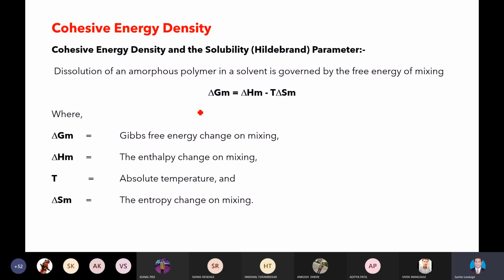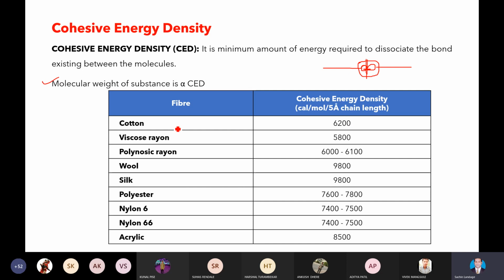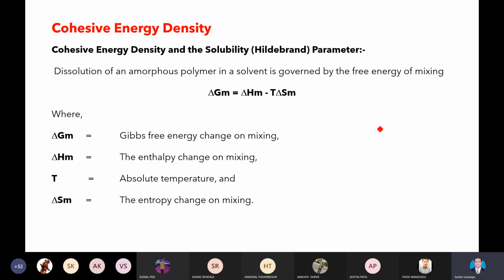Now see, whenever I told you what these values indicate, the cohesive energy density of the cotton fiber is 6200 calories per mole per 5 angstrom chain length. It means when you want to dissolve the cotton in 70% H2SO4, the 70% H2SO4 is supplying that much energy, 6200 calories per mole per 5 angstrom chain length, to carry out the dissolution of the cotton fiber. And that's why the fiber dissolves. And it is well proved by the Gibbs free energy equation.